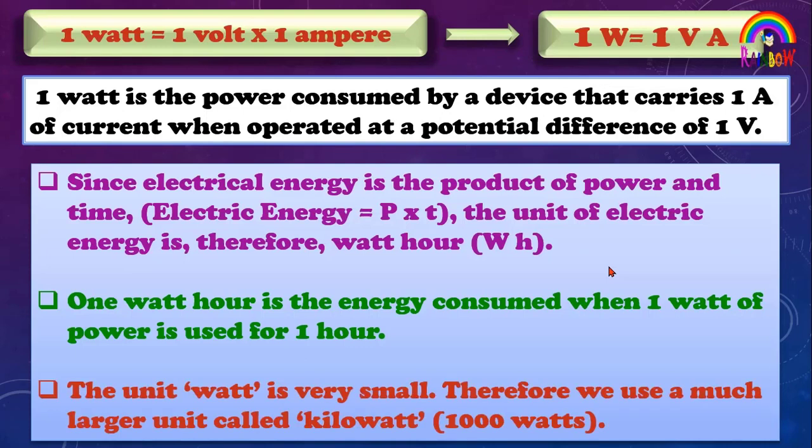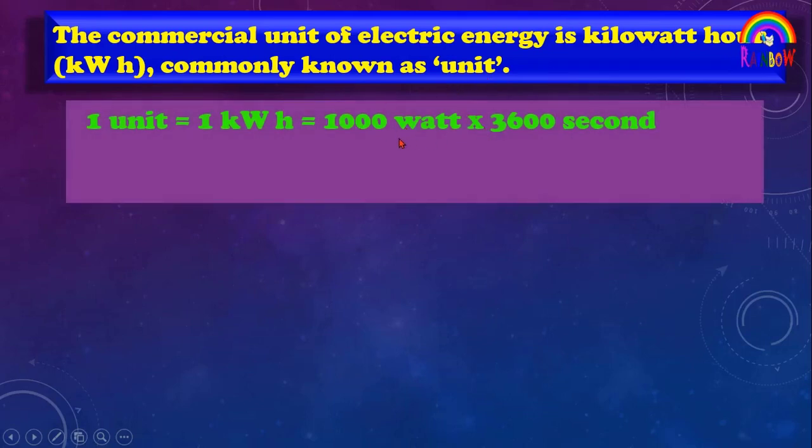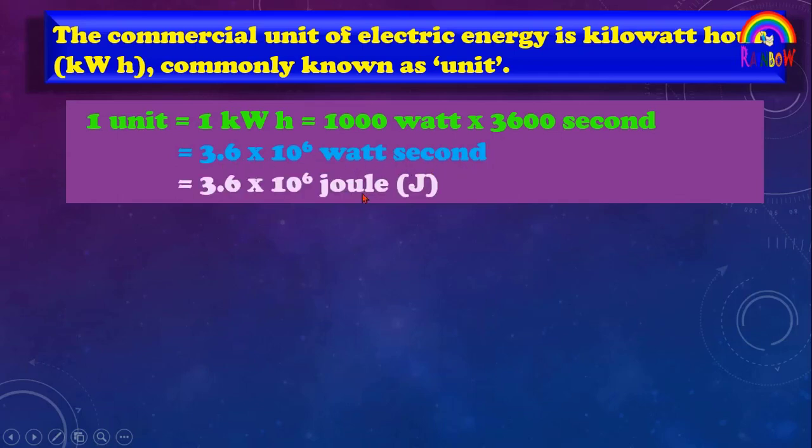The unit watt is very small, therefore we use a much larger unit called kilowatt. You know 1 kilo is equal to 1000, so 1 kilowatt means 1000 watts. The commercial unit of electric energy is kilowatt hour, commonly known as unit. We can express this kilowatt hour or unit in joule. So 1 unit is equal to 1 kilowatt hour, that is kilo means 1000, watt, hour means 3600 second. We can write it as 3.6 into 10 to the power 6 watt second. So this watt second is nothing but joule.